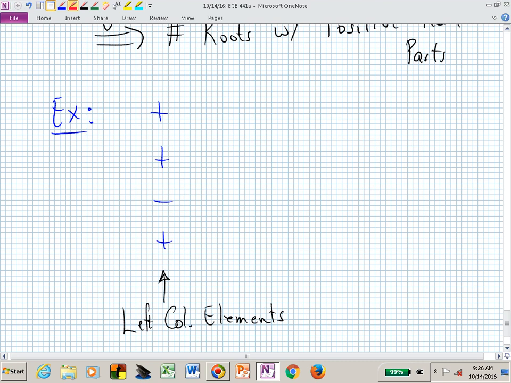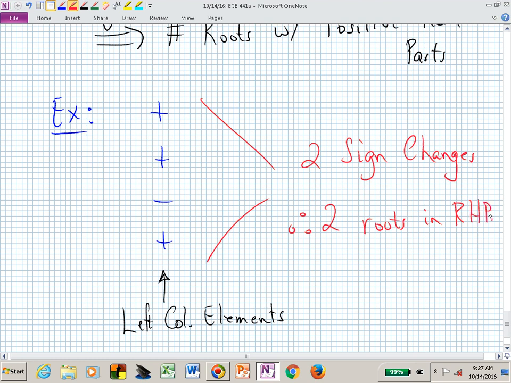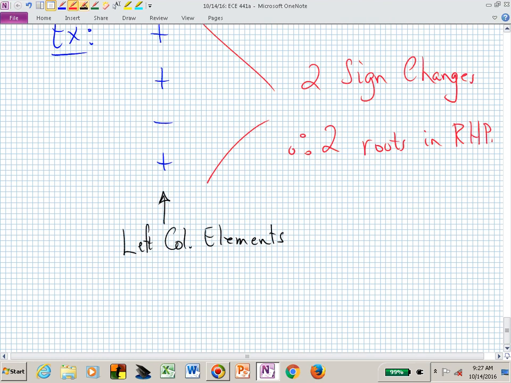Is that clear? If the bottom 2 were flipped, if we went plus, plus, plus, minus, how many sign changes would we have? 1. Is that clear? All right. So this now says that we have 2 sign changes. And if that was in fact the case, how many roots would be in the right half plane? We would have 2. All right, that's the first case.